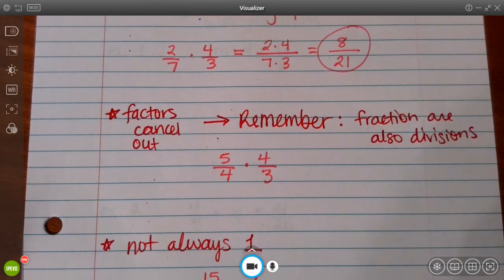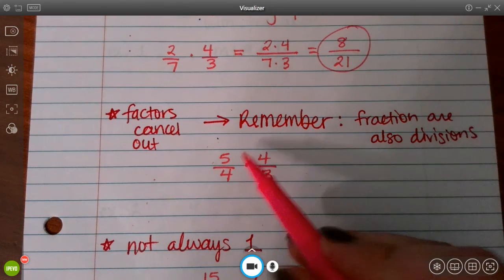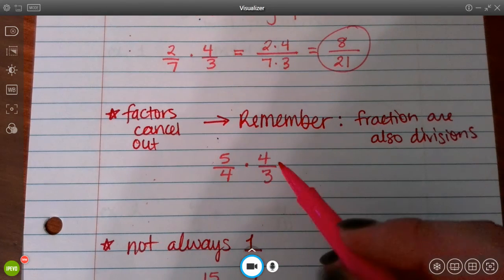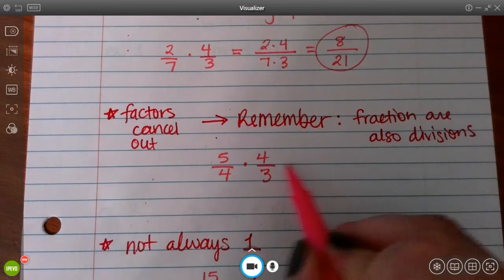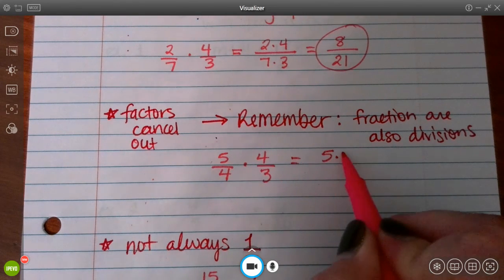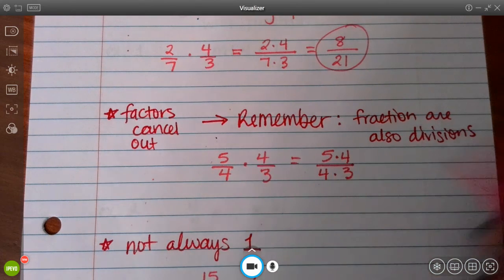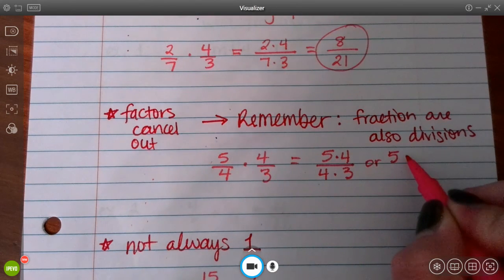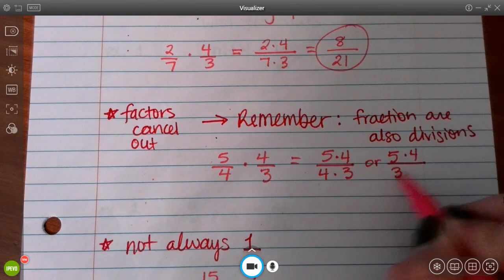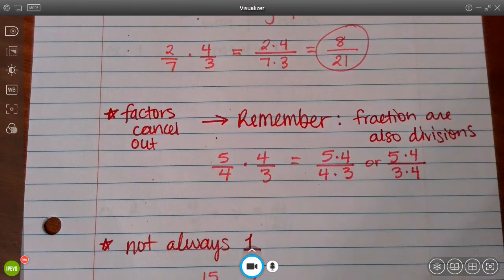If you look at 5/4 times 4/3, we're going to do this the same way. We're going to say 5 times 4 and 4 times 3. Or I could rewrite it so I have 5 times 4 and 3 times 4. That's just the commutative property of multiplication.